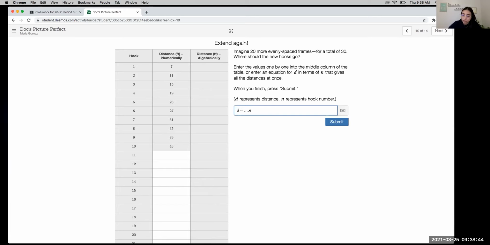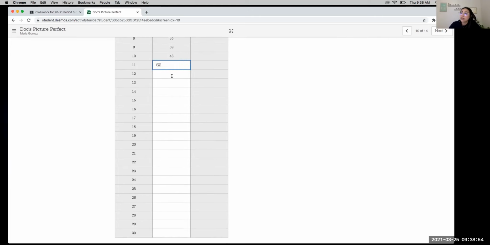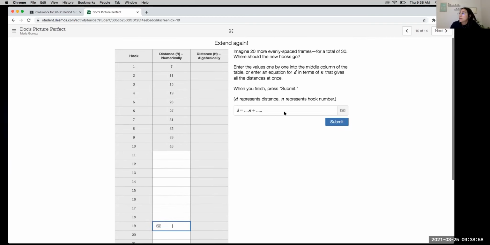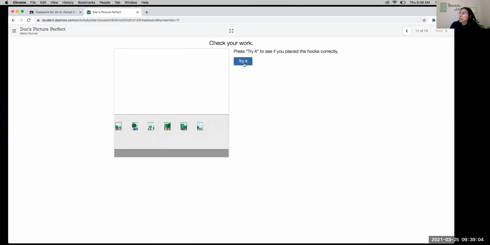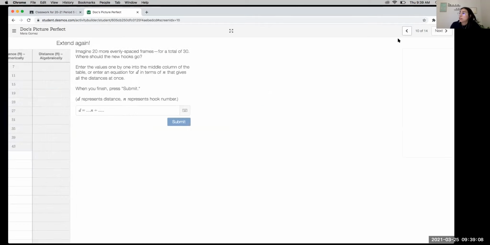Again, try a couple of things. But do you have to actually write an equation? No, that's totally fine. If you prefer to keep going with the equal spacing between your hooks here, you can do that too. Once you do that, you could even try your equation here. Once you click submit, go to next, and you'll click on try it and see if your hooks fall on the correct spot as well.